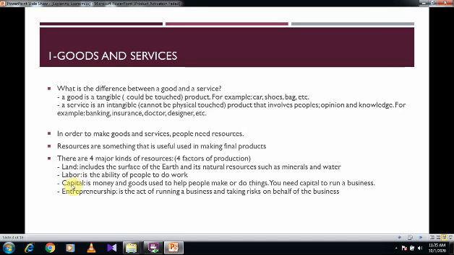Capital is money and goods used to help people make or do things. You need capital to run a business. You have an idea. You know what you're going to produce. You know where to get the land, and you have the labor available to do the work. But in order to do all of this, in order to buy the resources, in order to give the labor their money for working, you need capital. Capital is money. Capital can also be machinery.